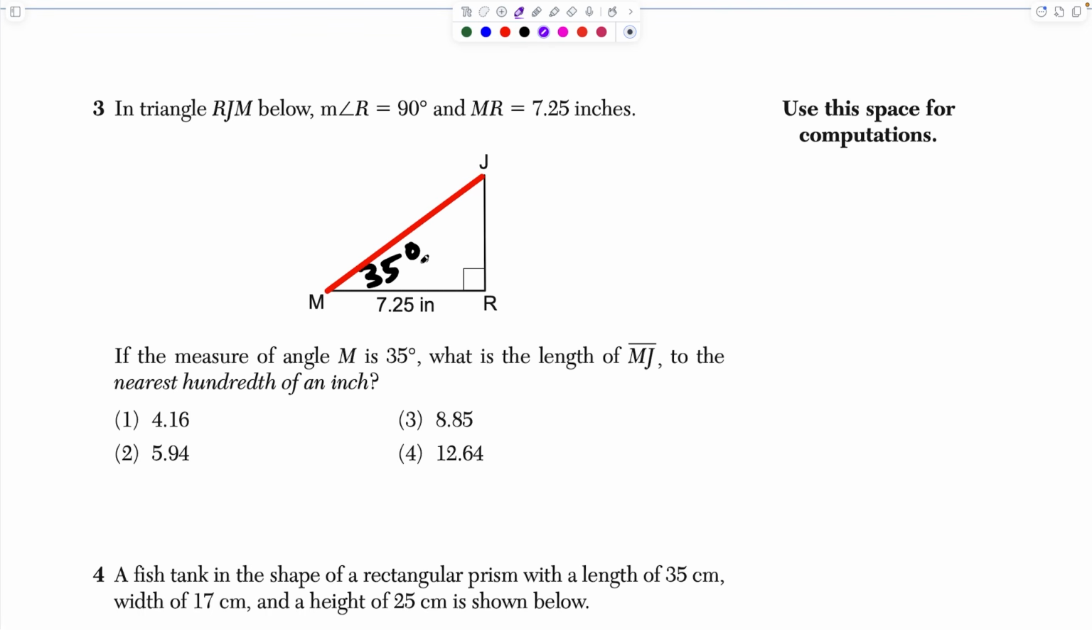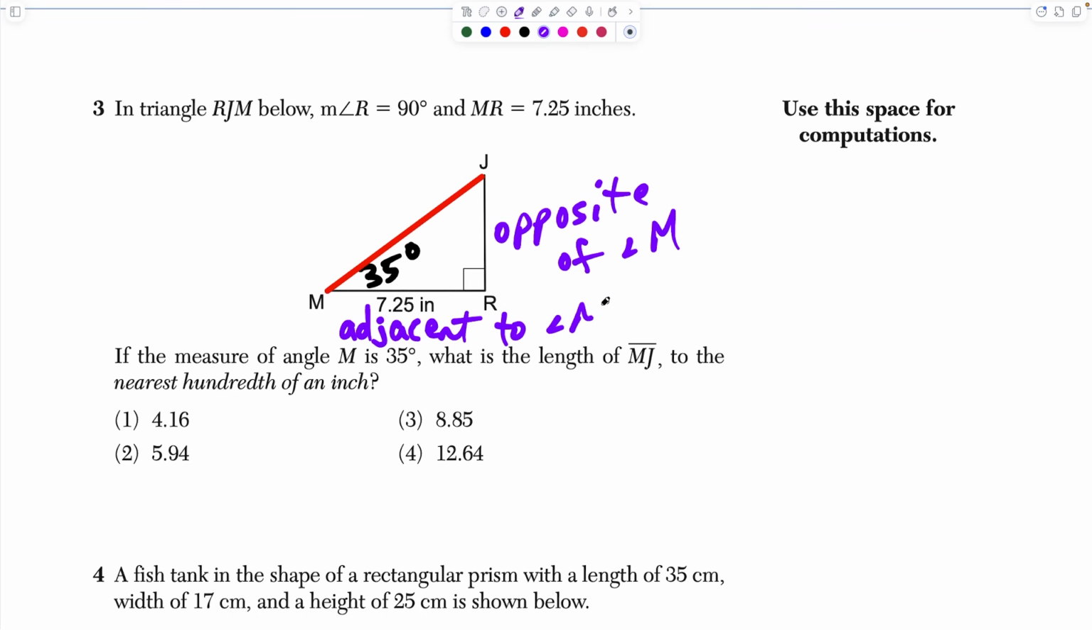We know the measure of angle M. This side over here is opposite. So this side here is opposite of angle M. And this one here, MR, is adjacent. So this one is adjacent to angle M. I'm writing this out very detailed here, because when you're doing trig, you want to make sure you know which angle you're using in your trig function. Here I'm going to use angle M, so I have to label opposite and adjacent according to where angle M is located, which is over here.